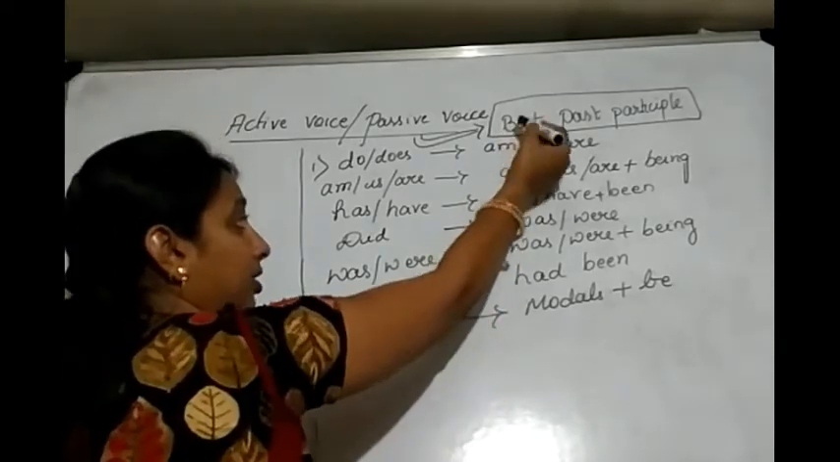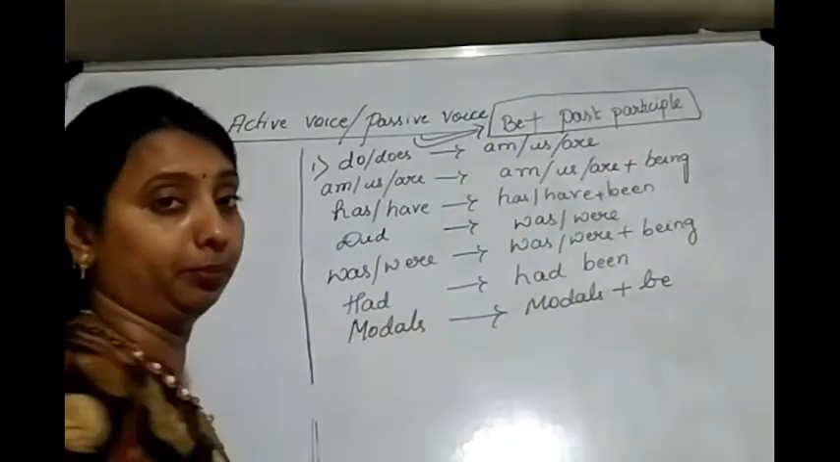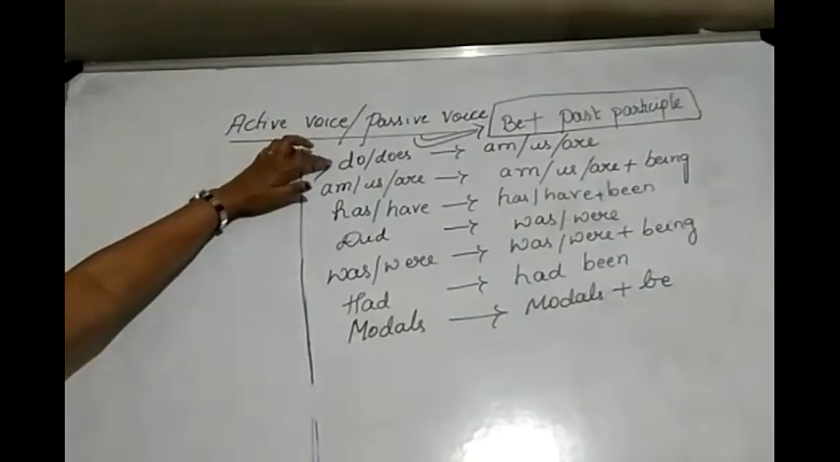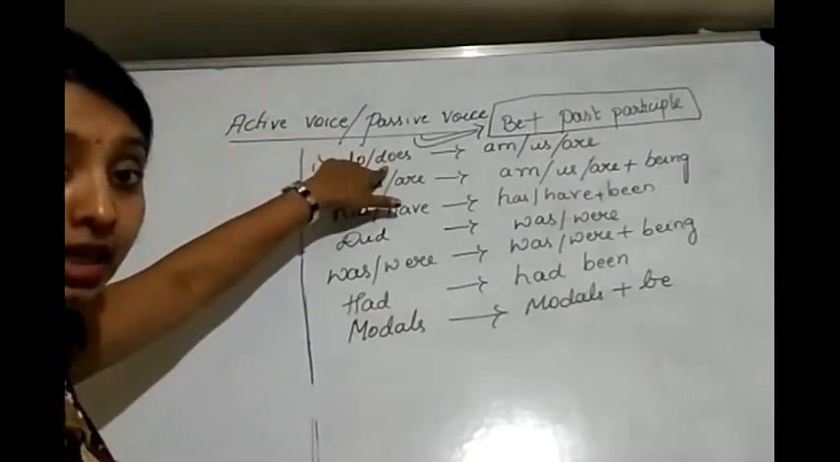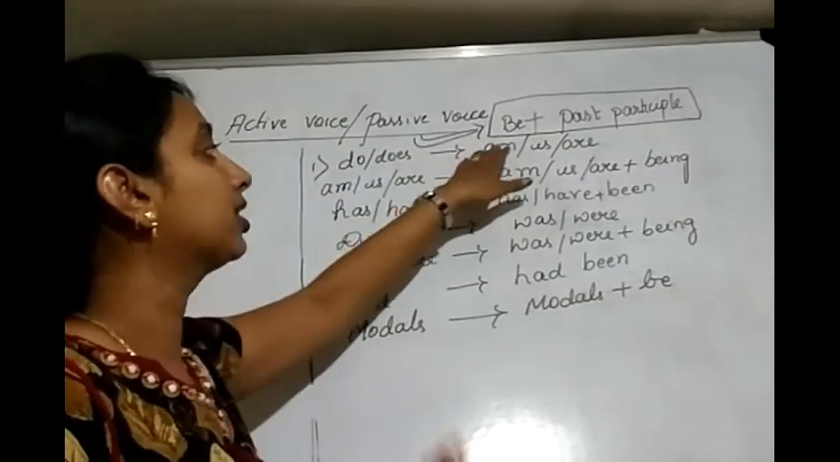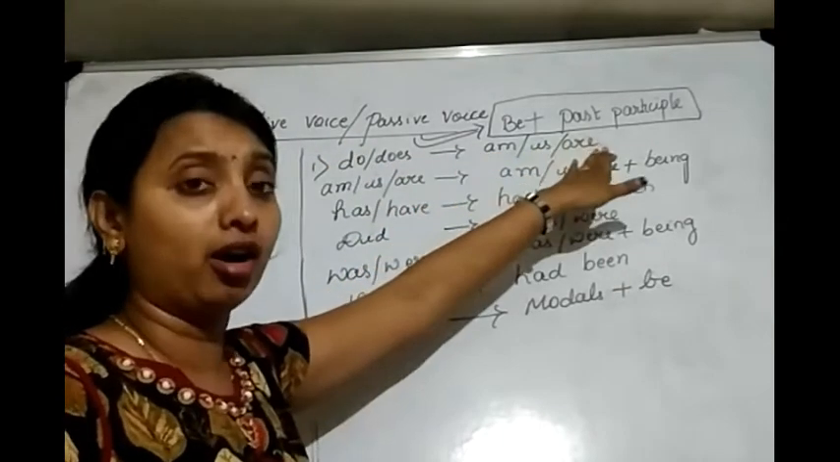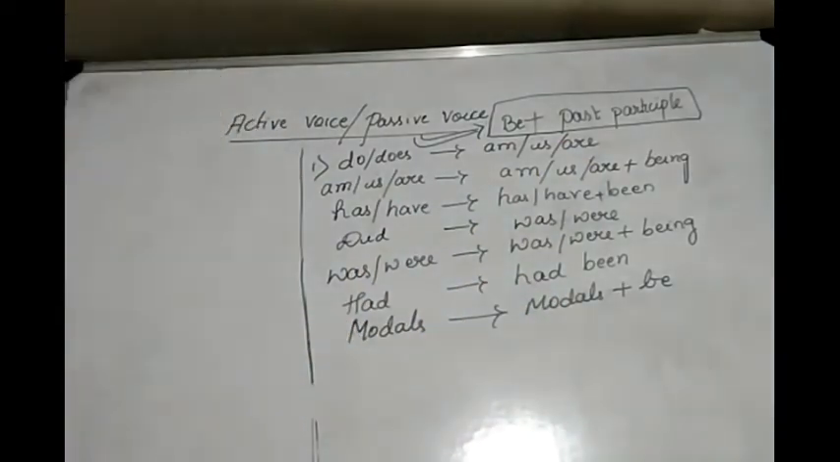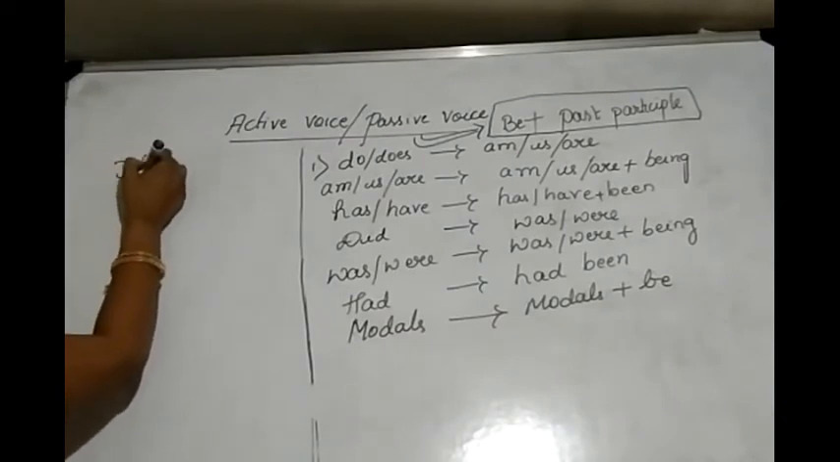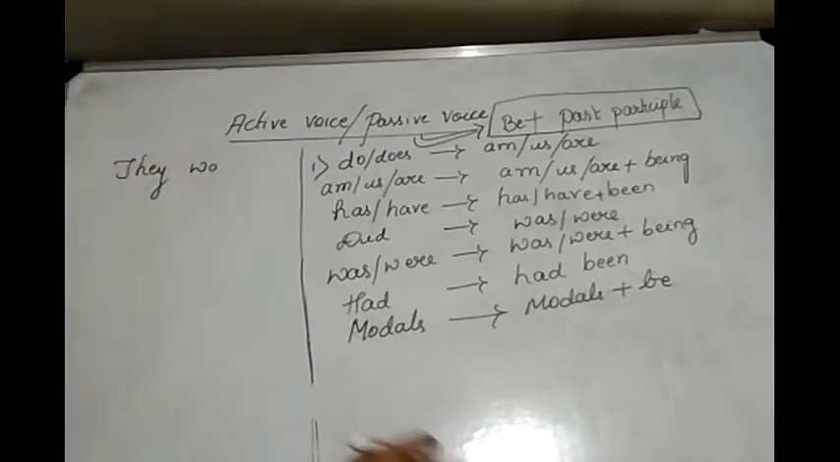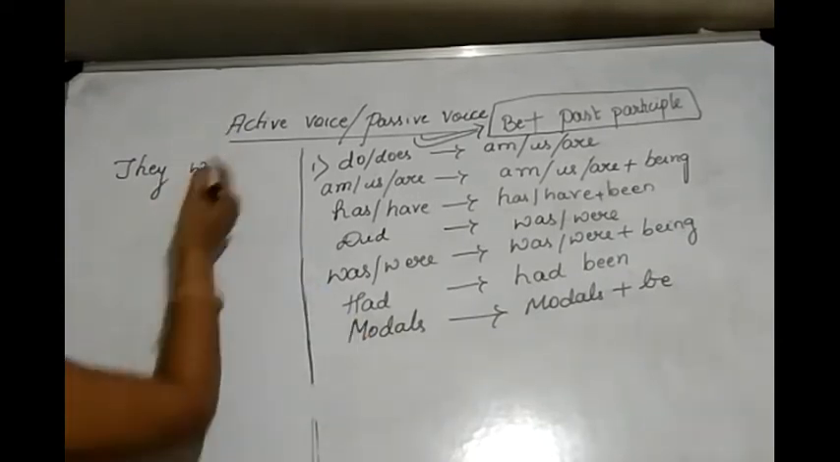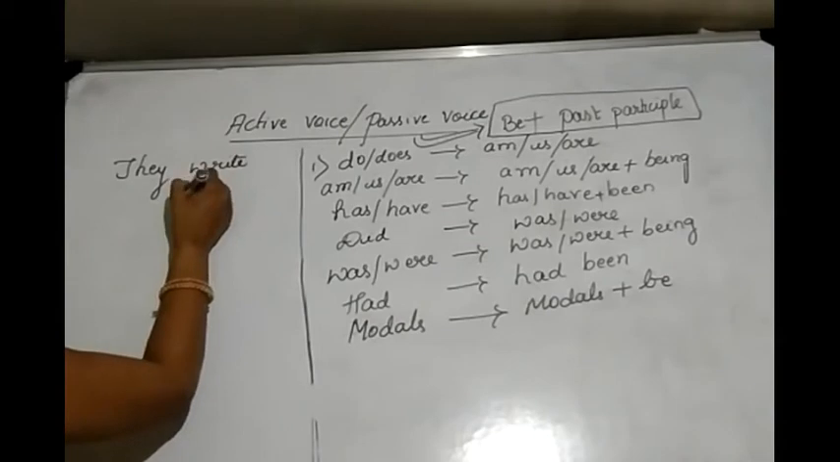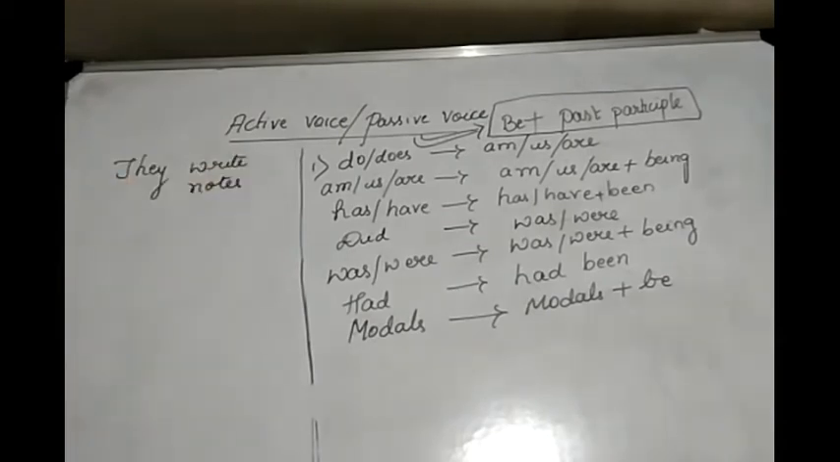Here, these are all be forms I have written. Do you remember? So, if you see do form or does form in a sentence, then you have to use am or is or are, depending on singular and plural. Let's take one example. They write notes. So what is the sentence? They write notes. So now, first rule. Can you apply the first rule?